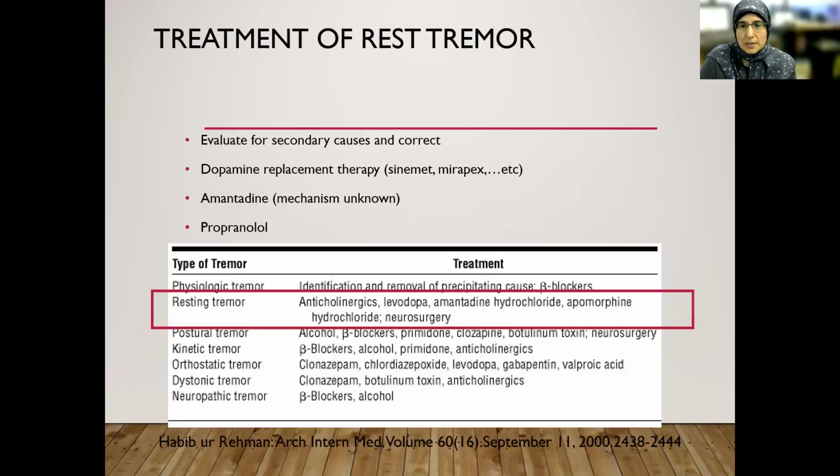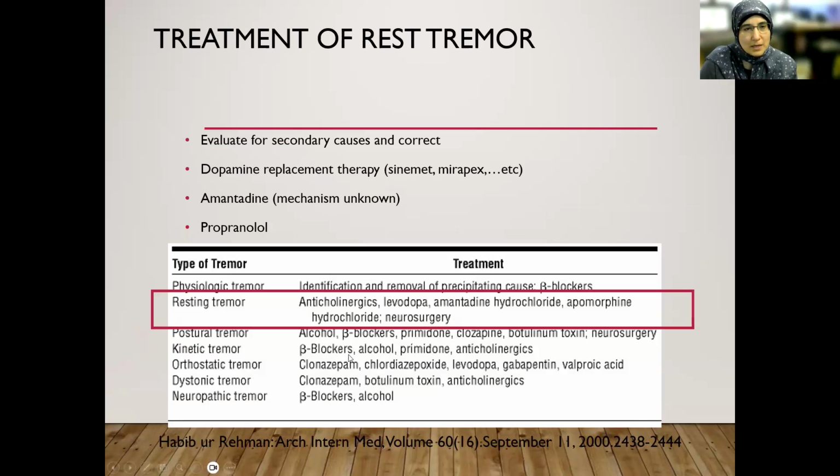So how do we treat it? Treatment, of course, is very much dependent upon establishing the underlying cause. Once we have ruled out that this is a stroke or a toxin exposure, and done all the comprehensive evaluation that we do in movement disorder clinics and established the diagnosis of Parkinson's disease, then we follow the standard treatment plans which are used for Parkinson's disease.